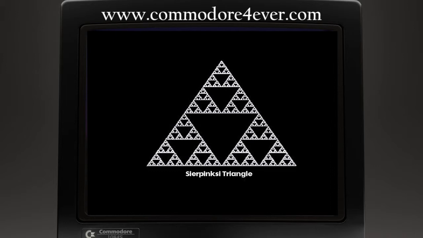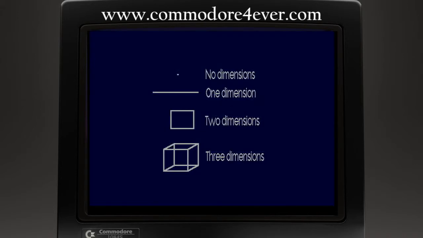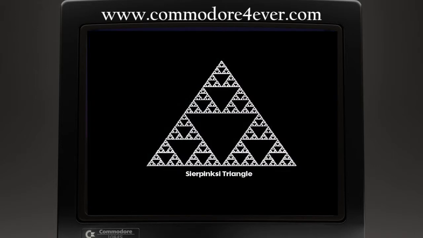He began to think in terms of dimensions. In mathematical terms, a dot has no dimensions. A straight line has 1, a square has 2, and a cube has 3. But what about the Sierpinski triangle? How many dimensions does this structure have? Not 0, not 1, not completely 2 either, because it contains 0 area. It appeared to be somewhere in between 1 and 2.